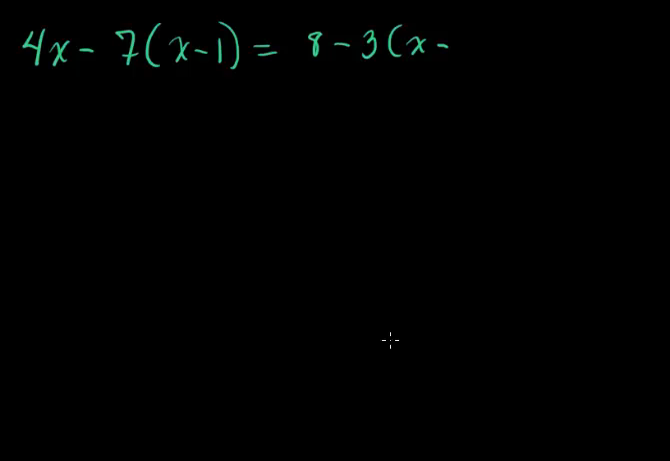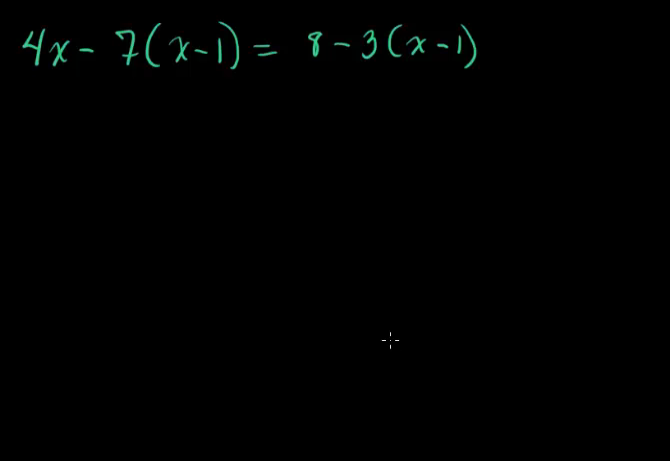So let's make this one 4x minus 7 times (x minus 1) equals 8 minus 3 times (x minus 1).